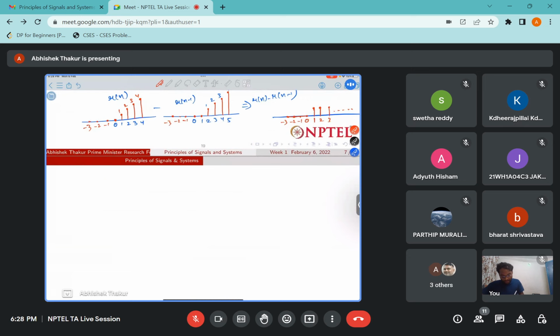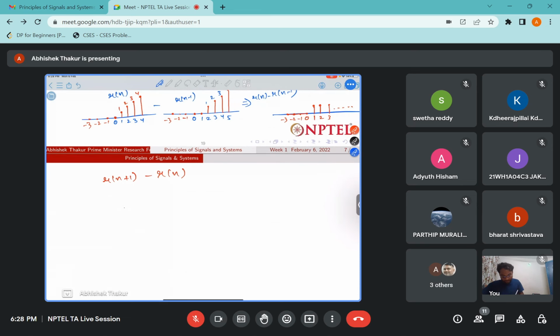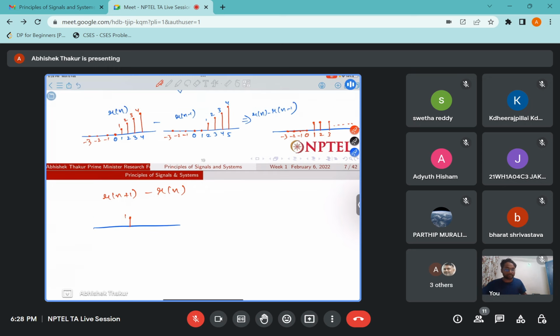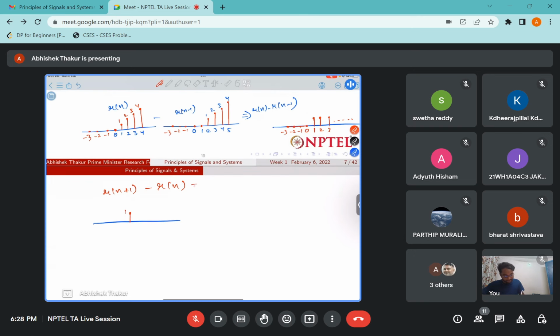But when you take here Rn plus 1 minus Rn, you will get Rn plus 1 will be like at 0 you will get here 1. That is not a unit step function in discrete domain, but this is our unit step function, that is un. Okay. So here you will get at 0, 1, at 1, 2, at 2, 3, so on. This is our Rn plus 1. What is our Rn?